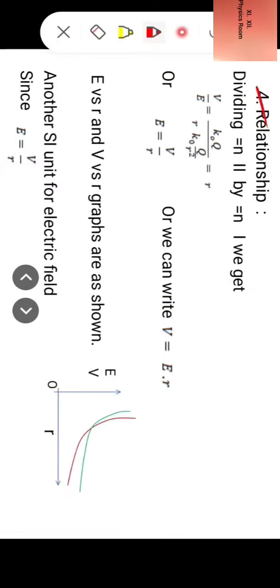Now relationship. Dividing equation 2 by 1, we get V by E is equal to K naught Q by R divided by K naught Q by R square, and it is equal to R. Or we can write E is equal to V by R, or we can write V is equal to E into R. This is how the relationship exists between E and V. Either you write E is equal to V by R, or you write V is equal to E into R. Now, if we plot graph, then E versus R graph is shown by red and V versus R graph is shown by green. So there is a difference of slope between the two graphs.